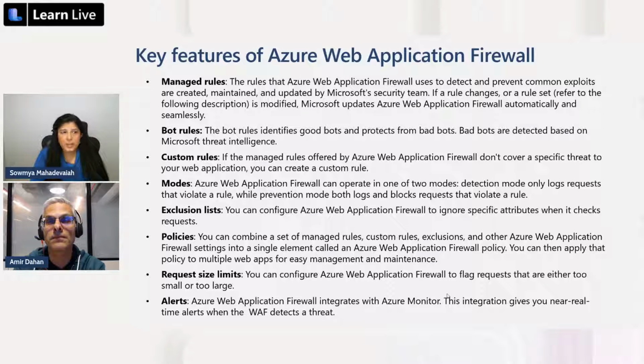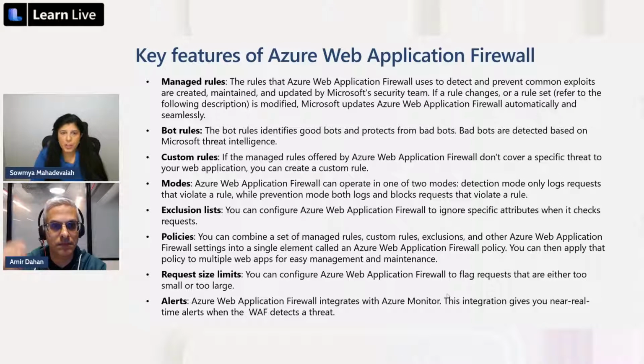Also, we have bot rules. These are the rules which look at malicious bot traffic. We can categorize the bot traffic and block the bad bots. And bad bots are detected using Microsoft Threat Intelligence feeds. Thirdly, we have custom rules. If the managed rules and bot rules are not sufficient for your organization, you have the ability to create your own custom rules for your own use case scenarios.